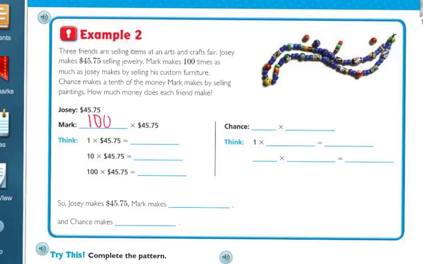So it's 100 times as much. So let's think about it. Well, 1 times 45.75 is 45.75. Excuse me, there we go. 10 times 45.75 is going to be 457.50, because remember, we're just moving our decimal over 1, just like we did before. So 100 times, we're going to move our decimal over again, right?